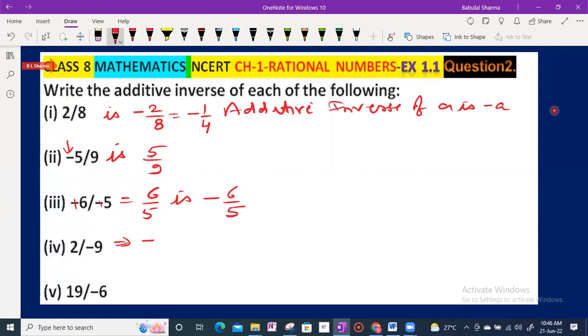You can write minus 2 upon 9, because 2 divided by minus will be minus 2 upon 9. Change its sign, that is plus 2 upon 9. And it is minus 19 upon 6. So its additive inverse is, change the sign, plus 19 by 6, answer. So in additive inverse, if it is positive make it negative, if it is negative make it positive. You only change the sign. So these are the answers of these questions.